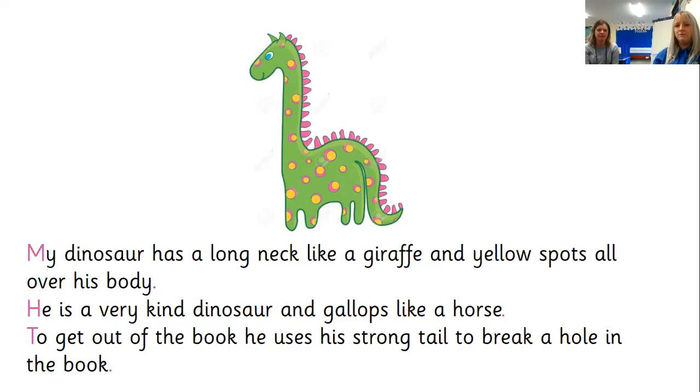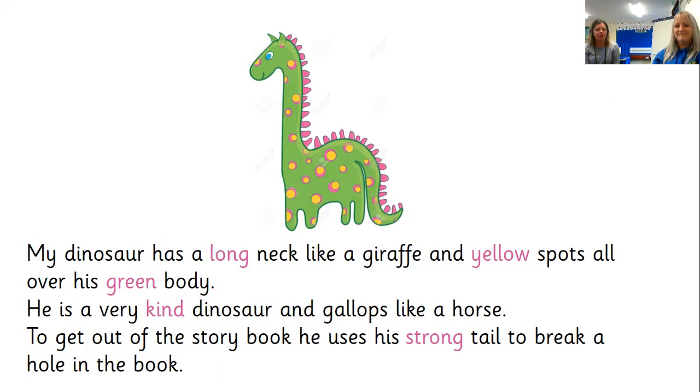Wow. Do you know what, Miss Hector? I really like the fact that you've remembered to use your capital letters, your finger spaces, and your full stops. Now, I couldn't check every single finger space because you've done such brilliant sentences there. It would take me forever. I really like the fact that you used 'and' in your sentences as well to make them a bit longer. That's a brilliant idea. Did you do anything else in your sentences, Miss Hector? I think I also included lots of adjectives. So I said my dinosaur has a long neck and yellow spots all over his green body. I said he's very kind. And I also said to get out of the book, he uses his strong tail because he needs to hit the book really hard. So his tail has to be nice and strong. Wow, I really like those adjectives. That's really good because it gives me a nice clear idea of what your dinosaur looks like, even if there was no picture there. Fantastic.